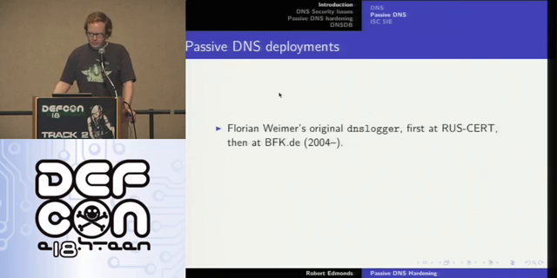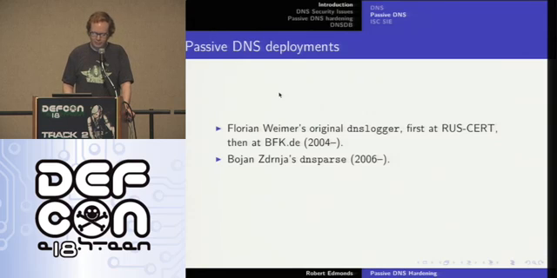So there have been a number of different implementations of passive DNS over the years. The original is Florian Weimer's DNS logger, whose backend was initially hosted at RusCert and then at BFK. Florian's implementation uses a custom libpcap forwarder on the passive DNS sensor and a Berkeley DB database for permanently storing that data. Then we have Boyan's DNS parse out of New Zealand, which uses a fairly primitive TCP dump-based sensor and a MySQL database.